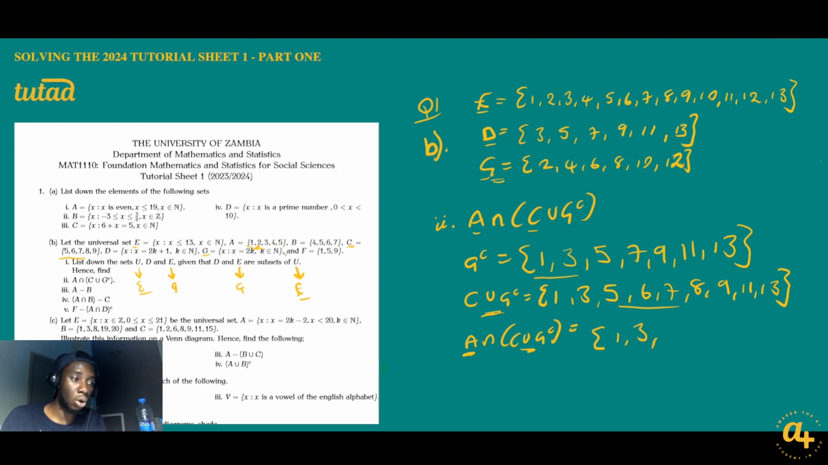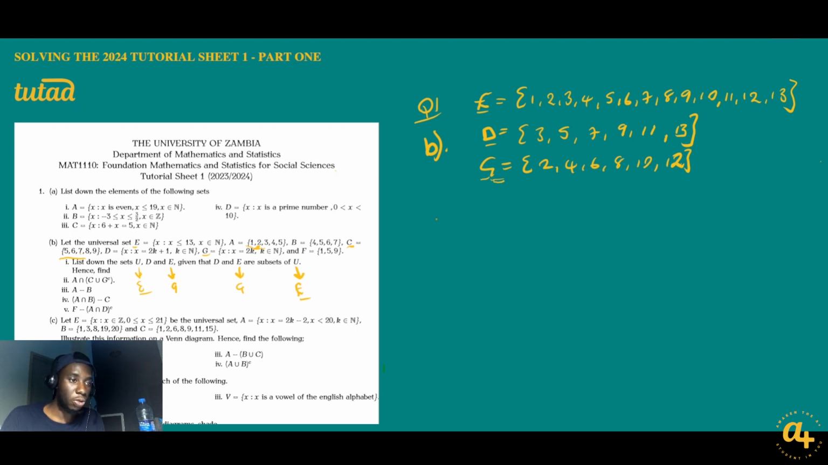A has 4. Does C union G complement have 4? No, so 4 is not going to be a part because it's not common. But A has 5, and C union G complement also has 5. And the fact that 5 is the last element in set A, we are going to end this set right here at 5. So we've basically found Roman numeral 2 of part B. Okay, now let's move on to Roman numeral 3 of part B.